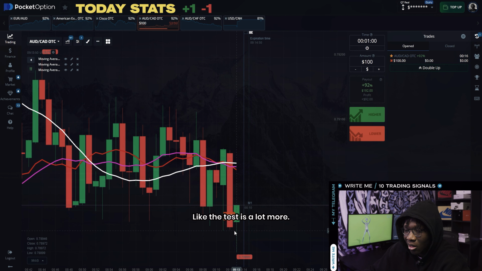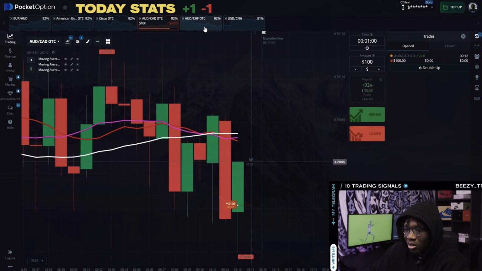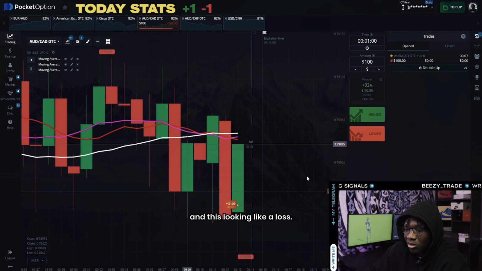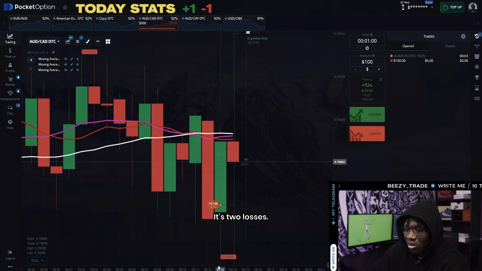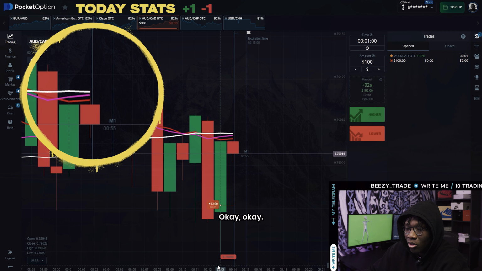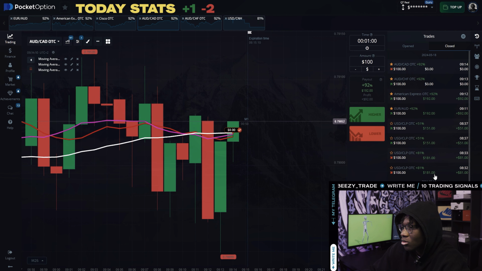I'd like to test this a lot more. So I guess we might push it on 1 more trade. And this is looking like a loss. It's 2 losses.